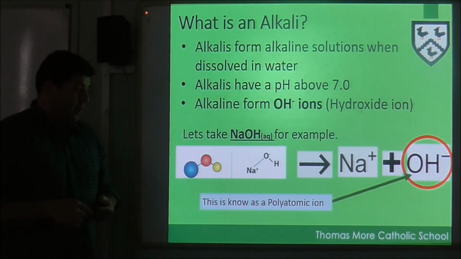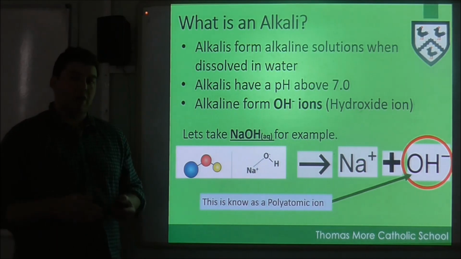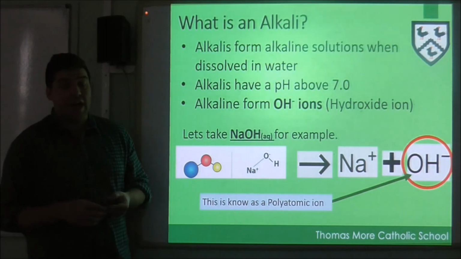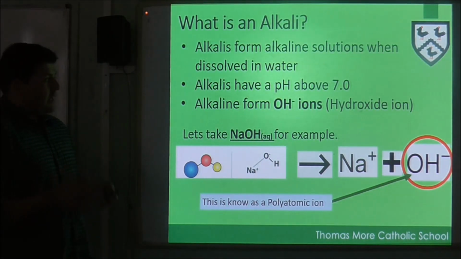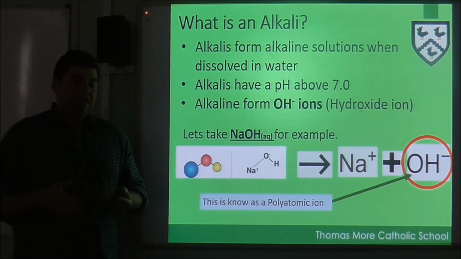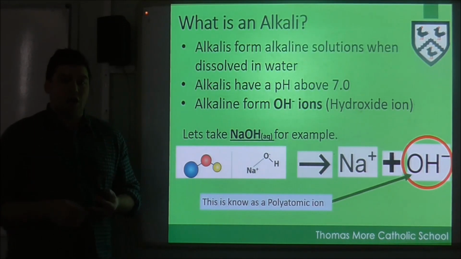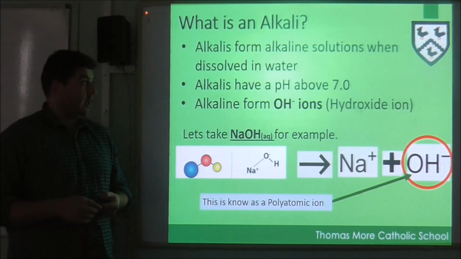This is known also as a polyatomic ion because it, as an ion, has a small covalent bond within it that holds it together as an ion. What you need to really remember here is that anything below 7 is acidic, anything above 7 is alkaline, and obviously 7 is neutral, it's neither acidic nor alkaline.